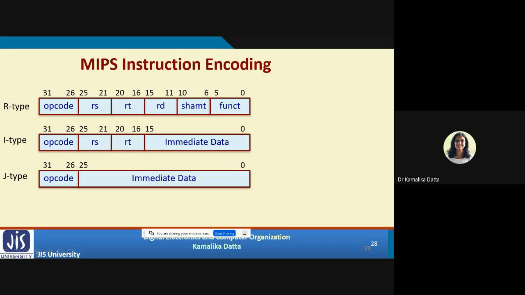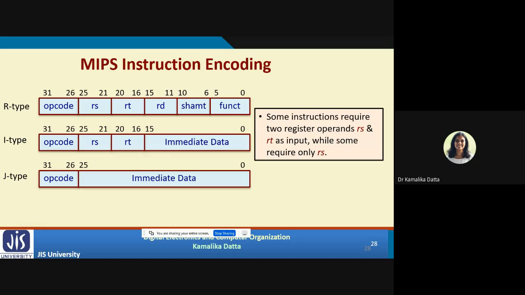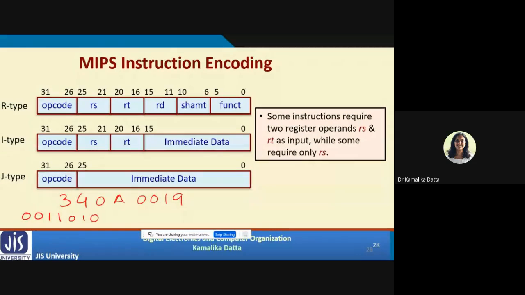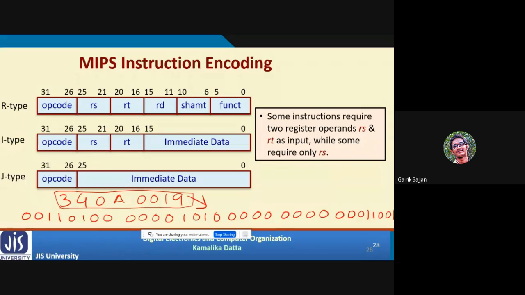So now you see 3 4 0A 0019. Okay, let's convert this to binary. 0011, 0100, 0000. A is 1010, then 0000 0000. 1 is 0001 and 9 is 1001. First you tell me, this is all right? Conversion from this 8-digit hex code to 32-bit binary? Yes, ma'am.